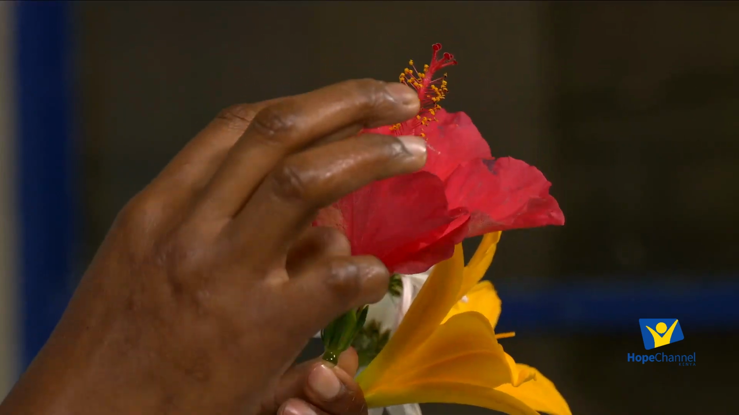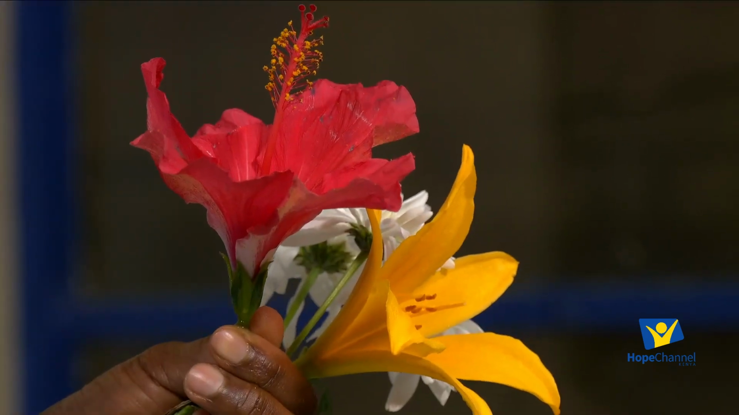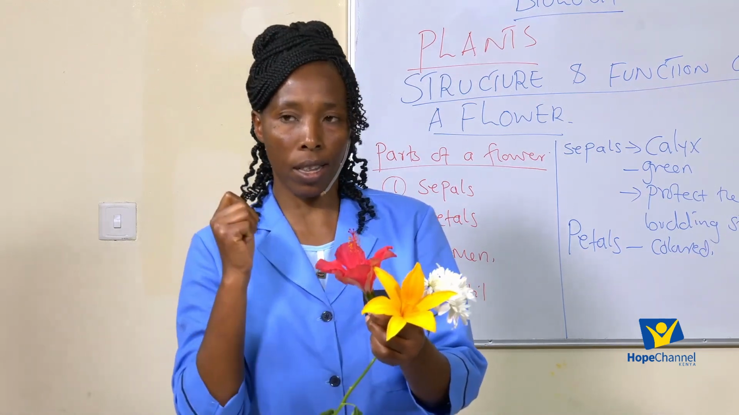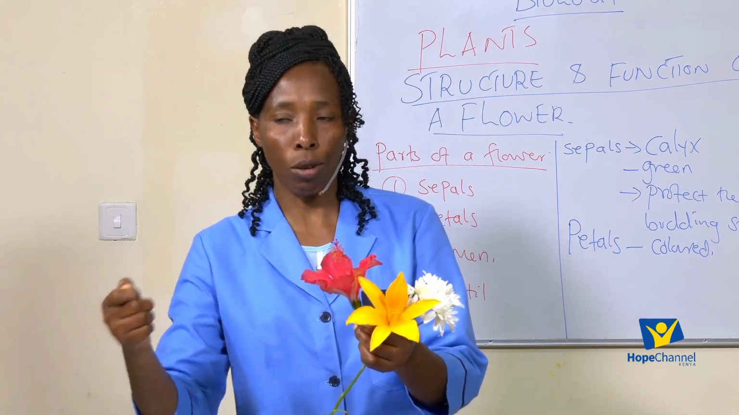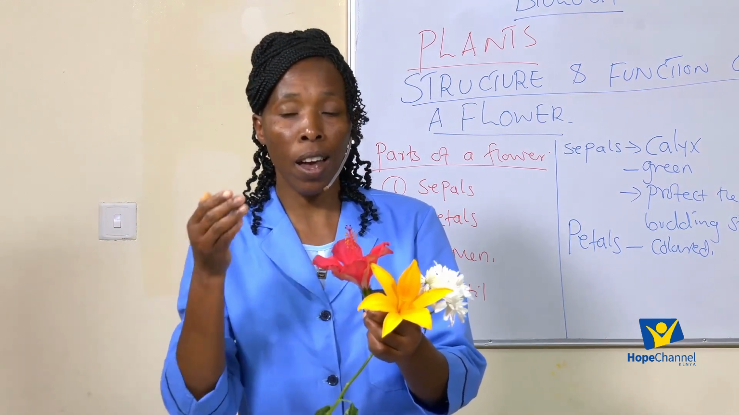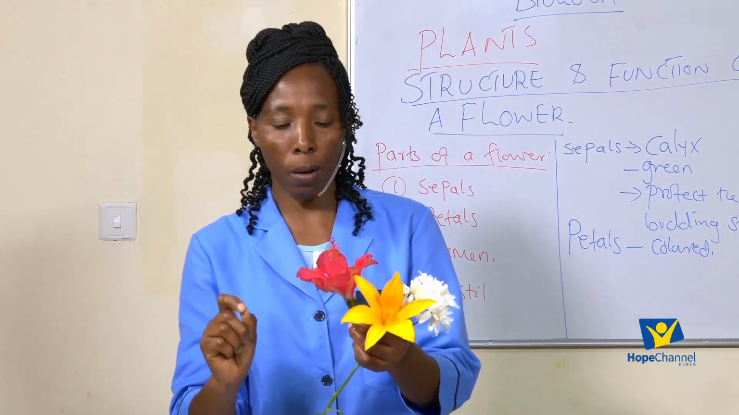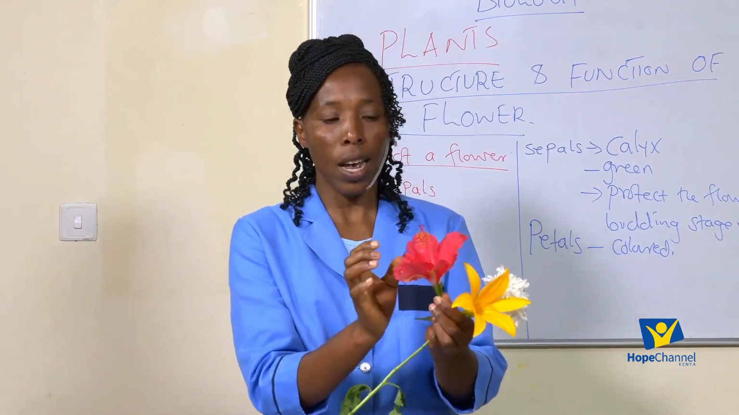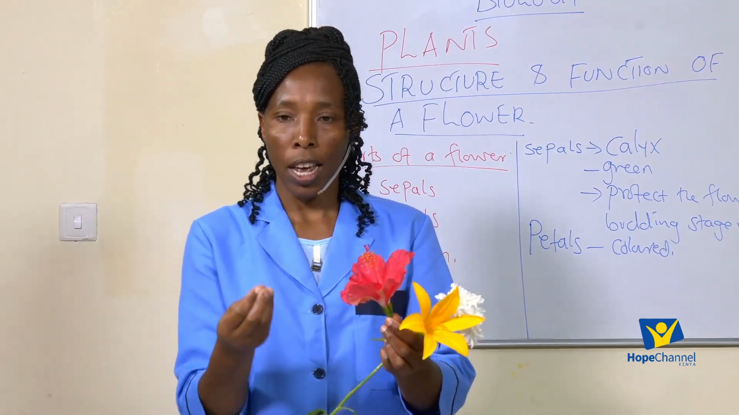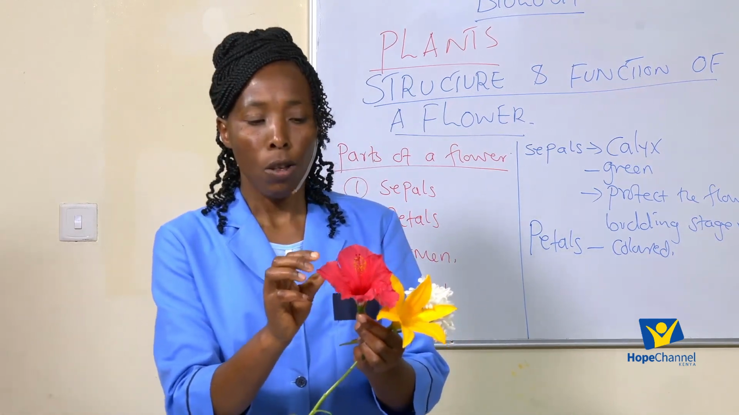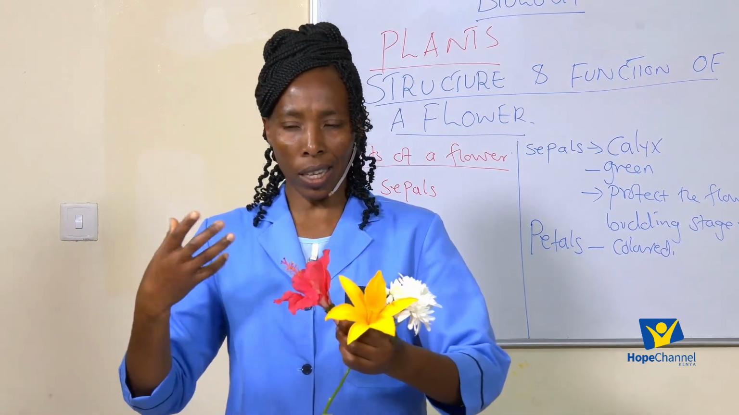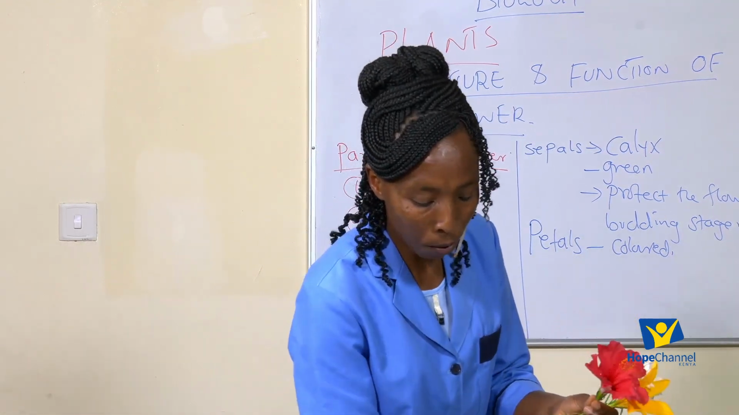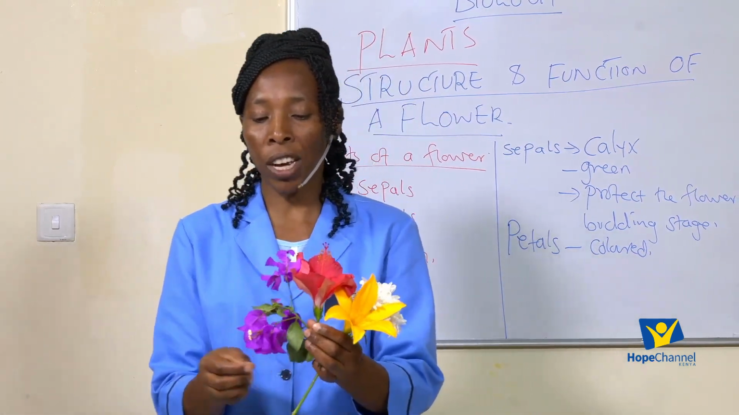They are colored. Of course, we say for insect-pollinated flowers, the petals are colored to attract insects. You know, when we talk about pollination, the transfer of pollen grains from the anthers to the stigma of a flower is what we call pollination. And for us to transfer the pollen grains, we have agents of pollination. One of the agents is the insects. Insects are usually attracted to different colors. That's where you realize that the petals of flowers have different colors.